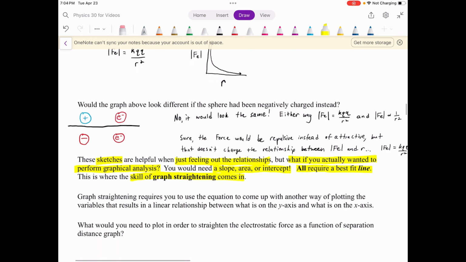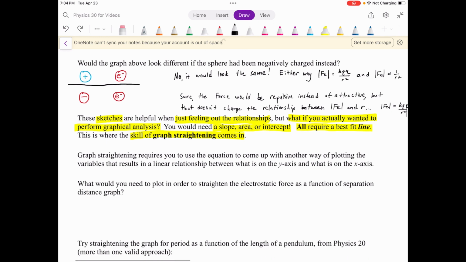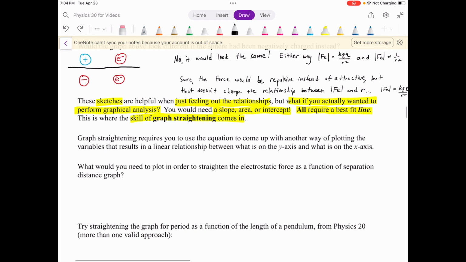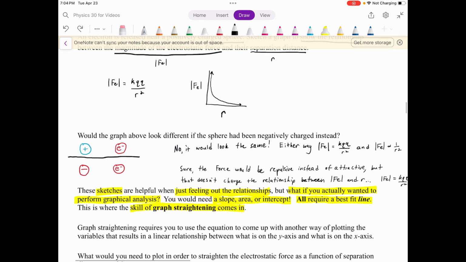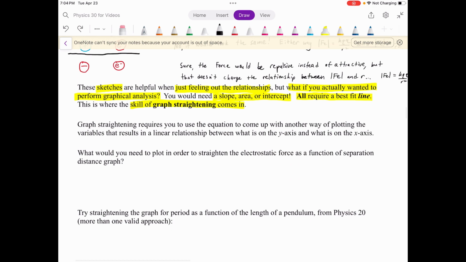Because for a line, we can calculate the slope all day long, right? Or we can find the area under a linear graph, right? That's easy. It's just triangles and rectangles, or we can find its intercepts, okay? So there is something we can do to straighten this graph and make it so that this nonlinear relationship, we kind of reconceptualize it in terms of a linear relationship. It's kind of fun. It gets your brain thinking in a neat way.